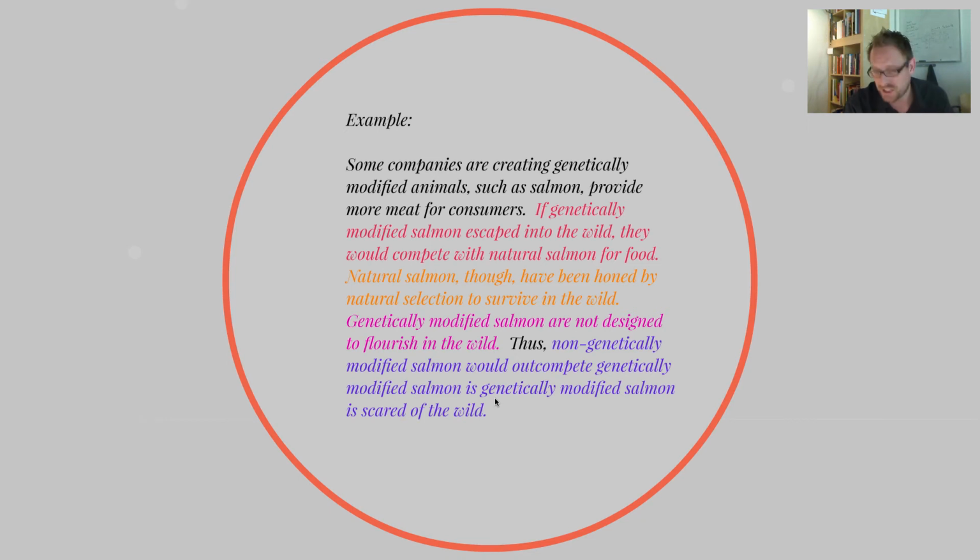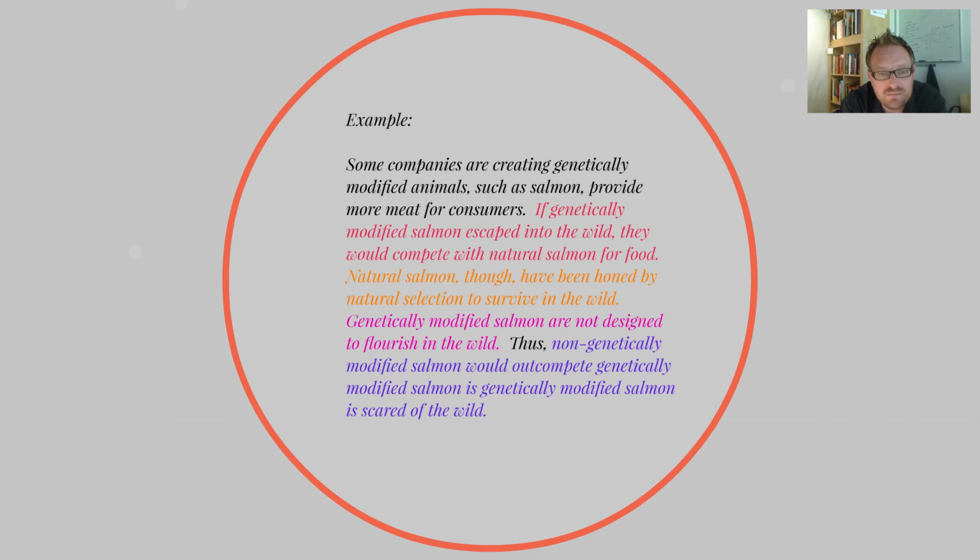So I've color-coded this. Ignore the color coding. Just take this as an example. Someone argues, some companies are creating genetically modified animals, such as salmon, to provide more meat for consumers. If genetically modified salmon escaped into the wild, they would compete with natural salmon for food. Natural salmon, though, have been honed by natural selection to survive in the wild, whereas genetically modified salmon are not designed to flourish in the wild. Thus, non-genetically modified salmon would outcompete genetically modified salmon.